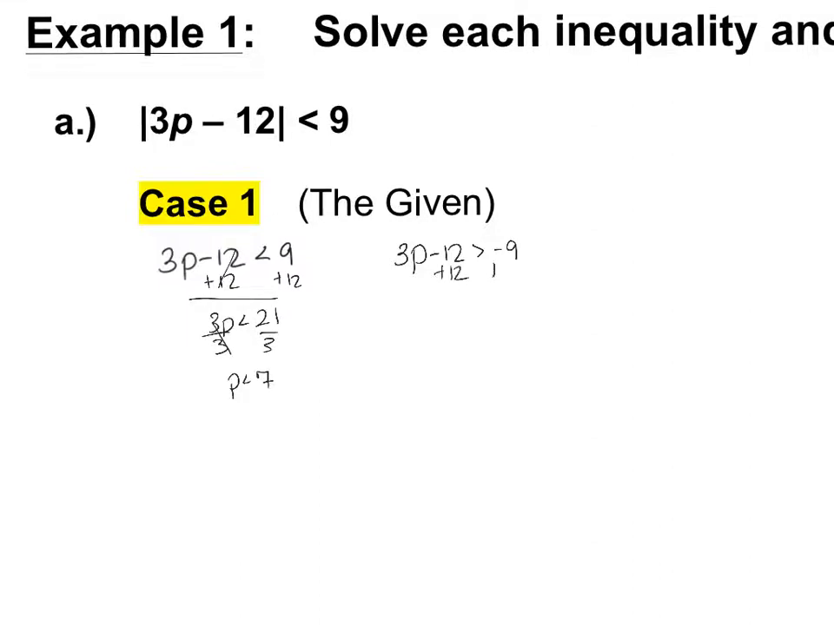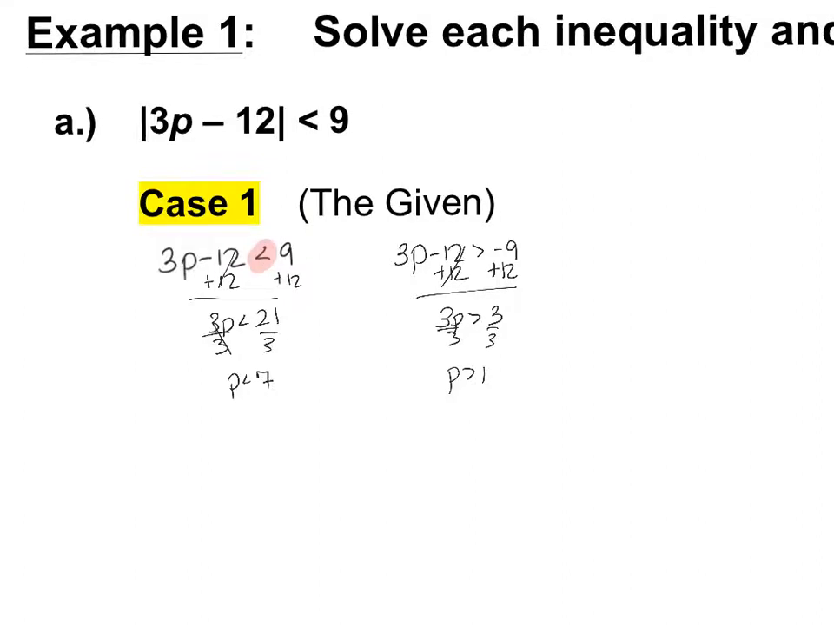And then add 12 to both sides here. 3p is greater than 3. Divide by 3 on both sides. P is greater than 1. And then go to the original inequality symbol. In this case, it was a less than.